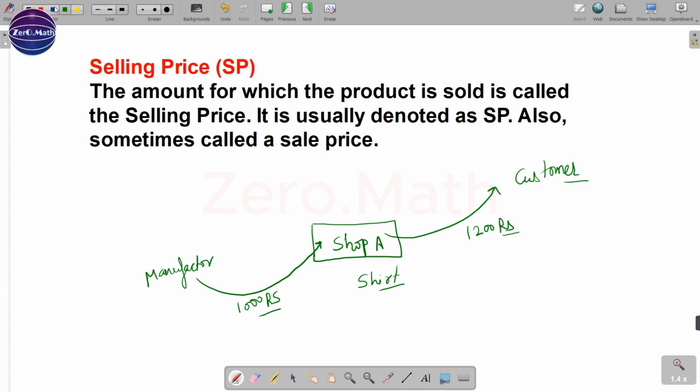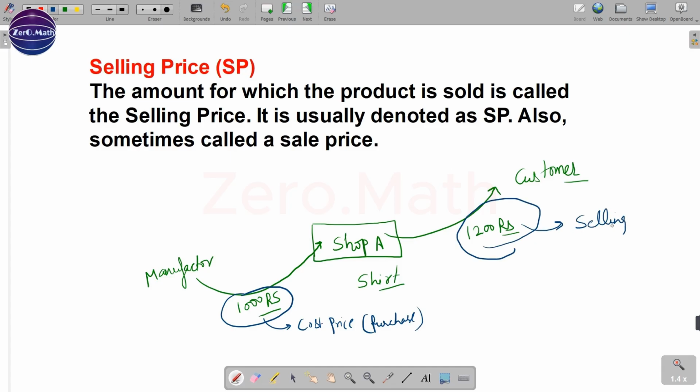So here, what about the one who brought it in? The price he paid for it is called the cost price. The price at which he purchased it is the cost price, and the price at which he sold it is called the selling price. I hope that's clear. Now you must have understood well what cost price and selling price are. The price at which someone buys and brings something in is the purchase price. That is the cost price, and the price at which it is being sold is called the selling price. I hope you understand now.